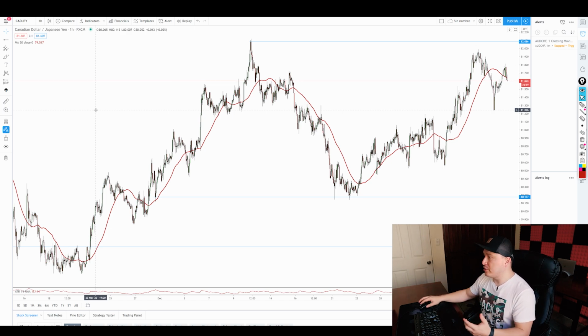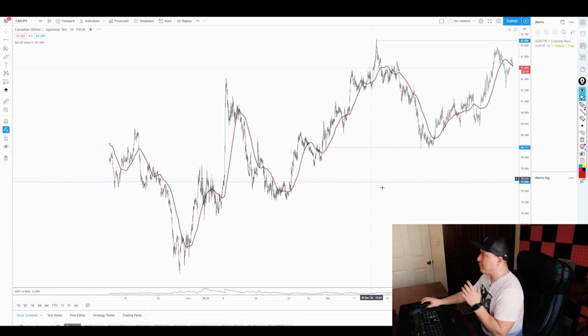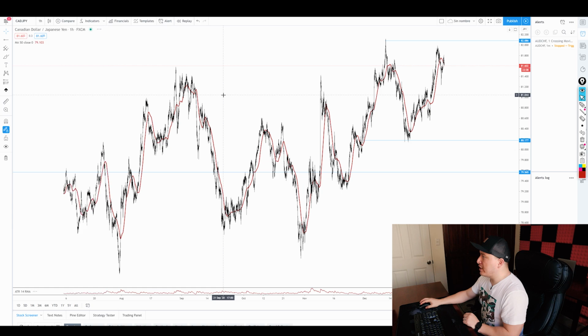Okay, that's the most important thing. That's the reason why I didn't draw any support and resistance level in this area. You're gonna find the highest and the lowest point of the last few days. Why is it that I do that? Let me go ahead and show it to you.